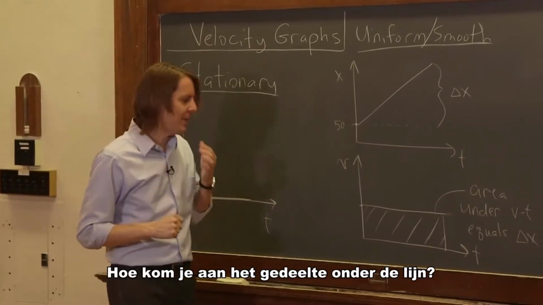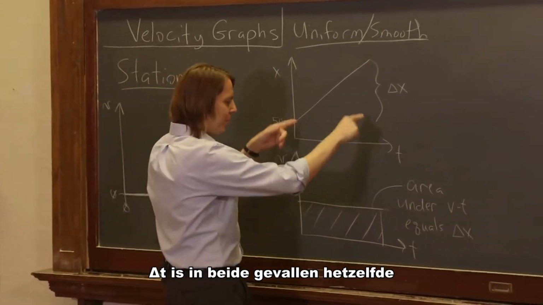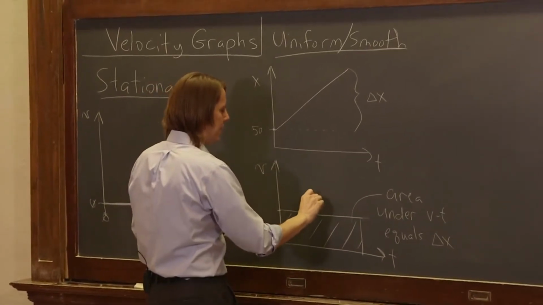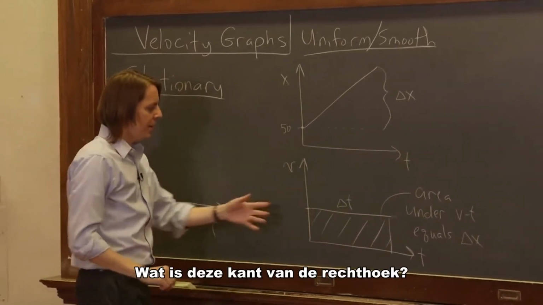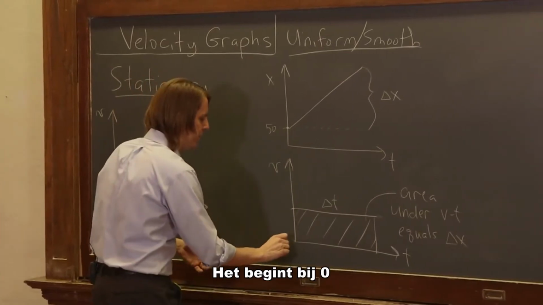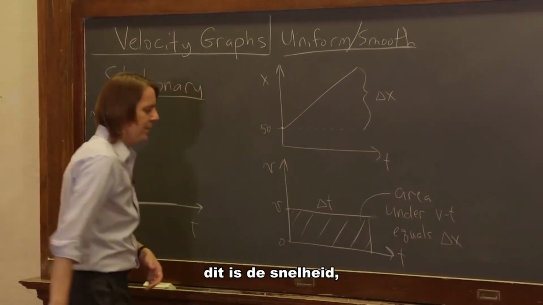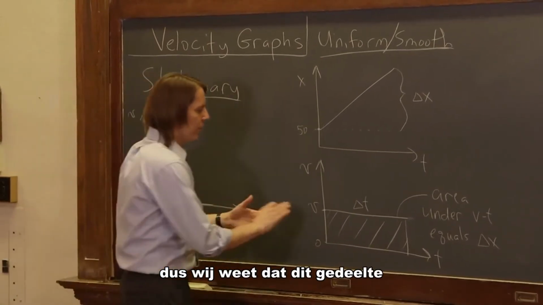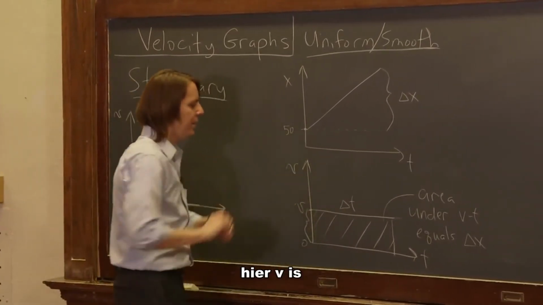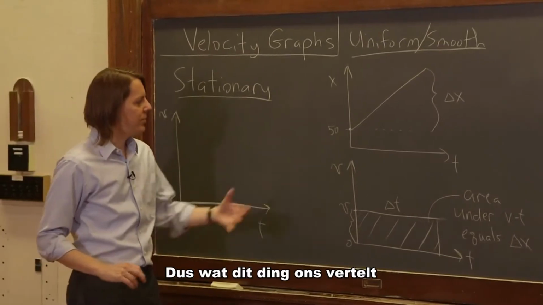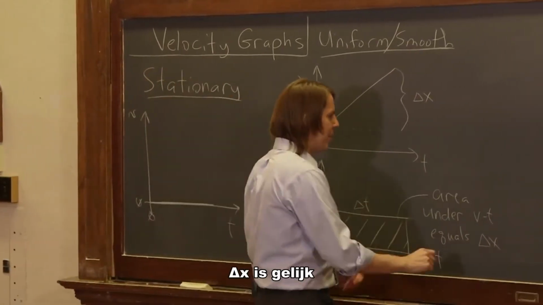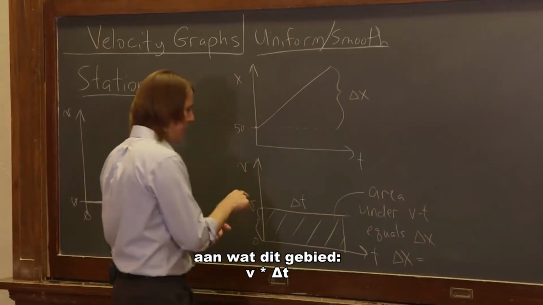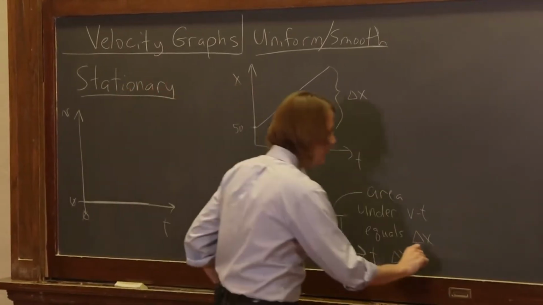And you could say, well, how are we going to get the area under that curve? Well, we know they both have the same delta t. Right? So it happens in delta t. And what is this side of the rectangle? Well, this is 0, and this is the velocity, the speed that the thing is going. So we know that this thing right here is v. So what this thing is telling us, what this is trying to say, is that delta x equals what? This area, v times delta t.